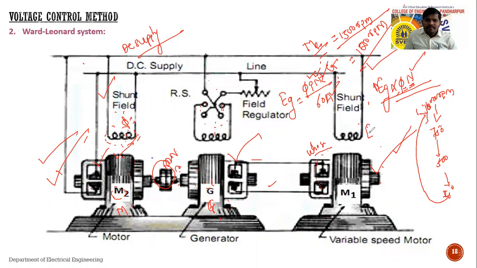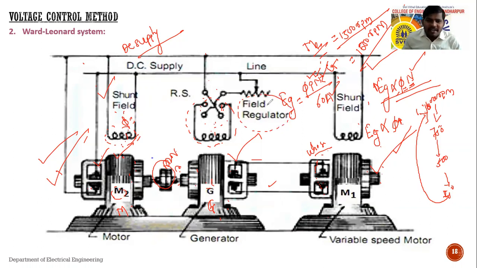Generated EMF is directly proportional to flux. Where is the flux? Flux is produced by the field winding. Now see, in case of this field winding, if I change the flux produced by that field winding, if I increase or decrease the flux by using the field regulator here.